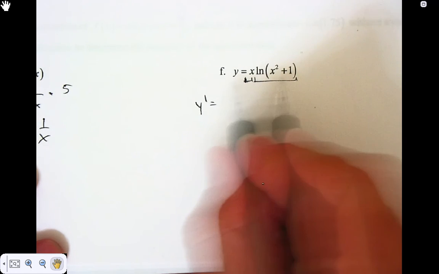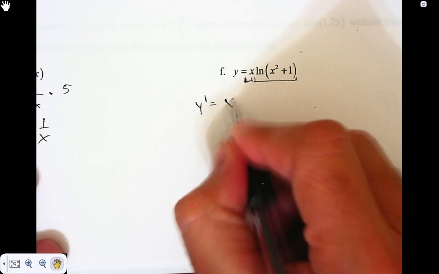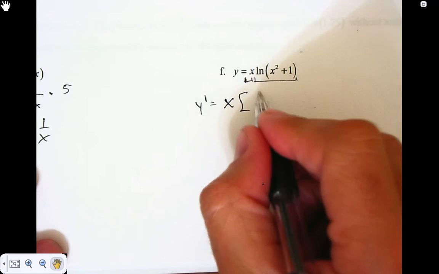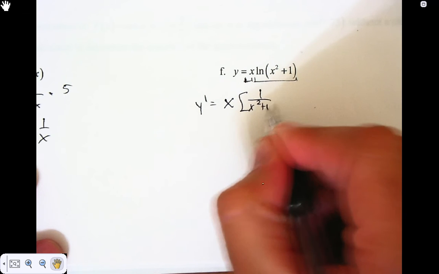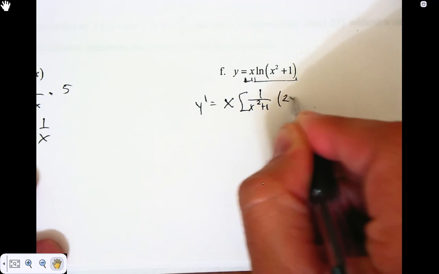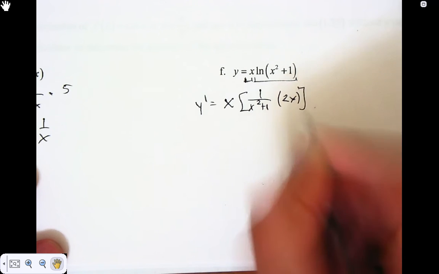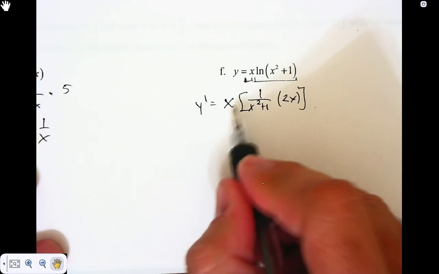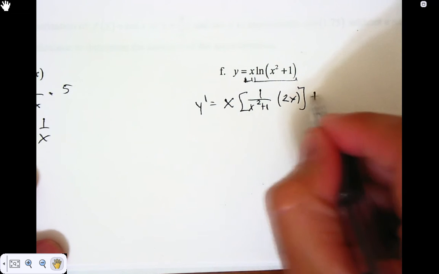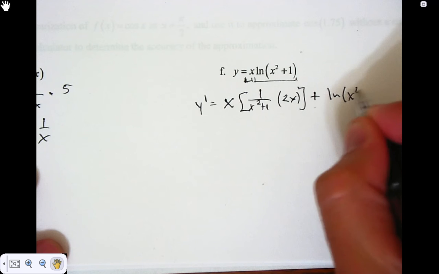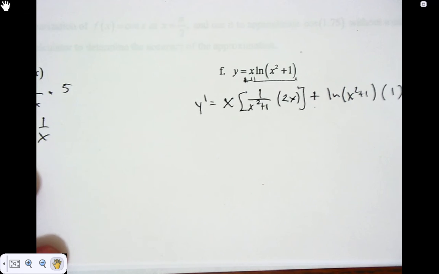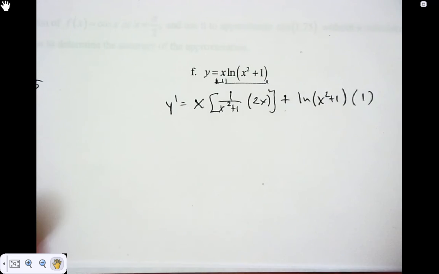Okay. So the derivative is the product rule. So it's the first times the derivative of the second. The derivative of ln of stuff is 1 over the stuff times the derivative of the stuff. Well, the derivative of x squared plus 1 is just 2x. So again, product rule: first, x, times the derivative of the second, which is all of that stuff, plus the second, which is ln of x squared plus 1, times the derivative of the first, which is just 1.